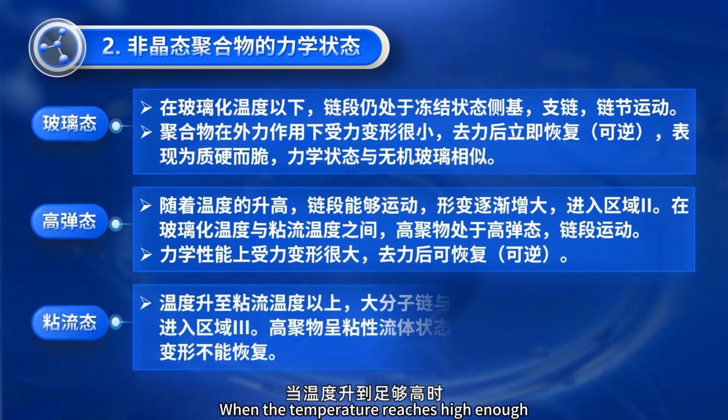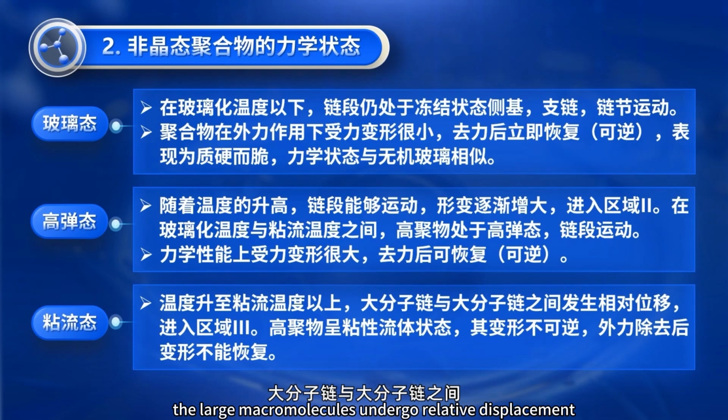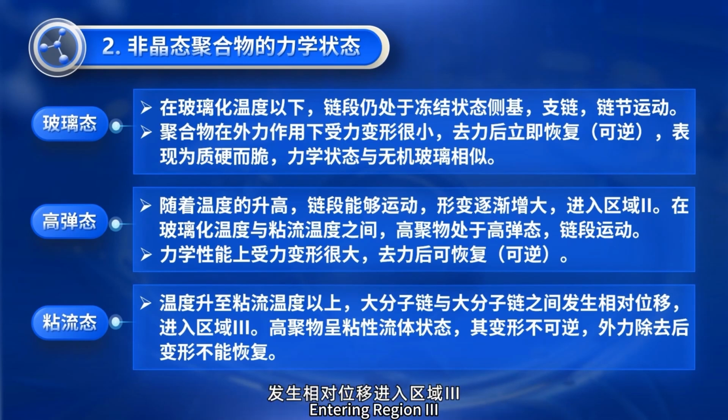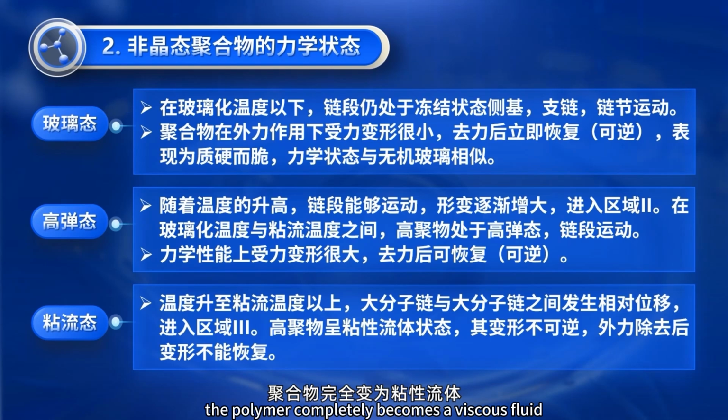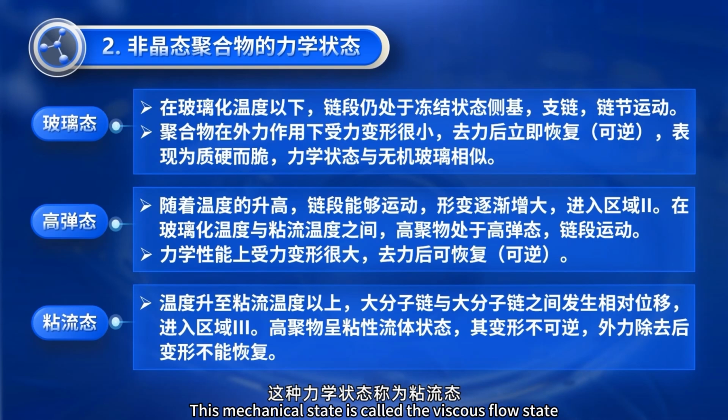When the temperature reaches high enough, the large macromolecules undergo relative displacement, entering region 3. The polymer completely becomes a viscous fluid. The deformation is irreversible. This mechanical state is called the viscous flow state.